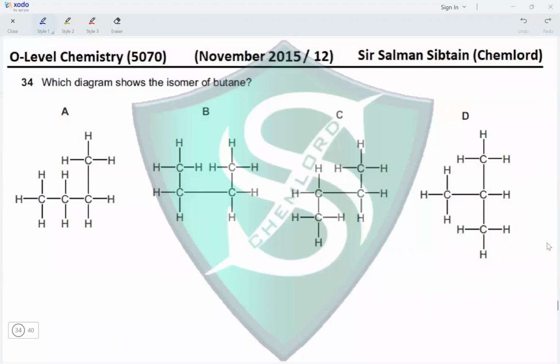Question 34. Which diagram shows the isomer of butane? So, in order for an isomer to be present, it must have the same molecular formula, which is true for all the options given. All of them have a molecular formula of C4H10. And there must be a side chain present because if it is a straight chain, then it is butane itself.